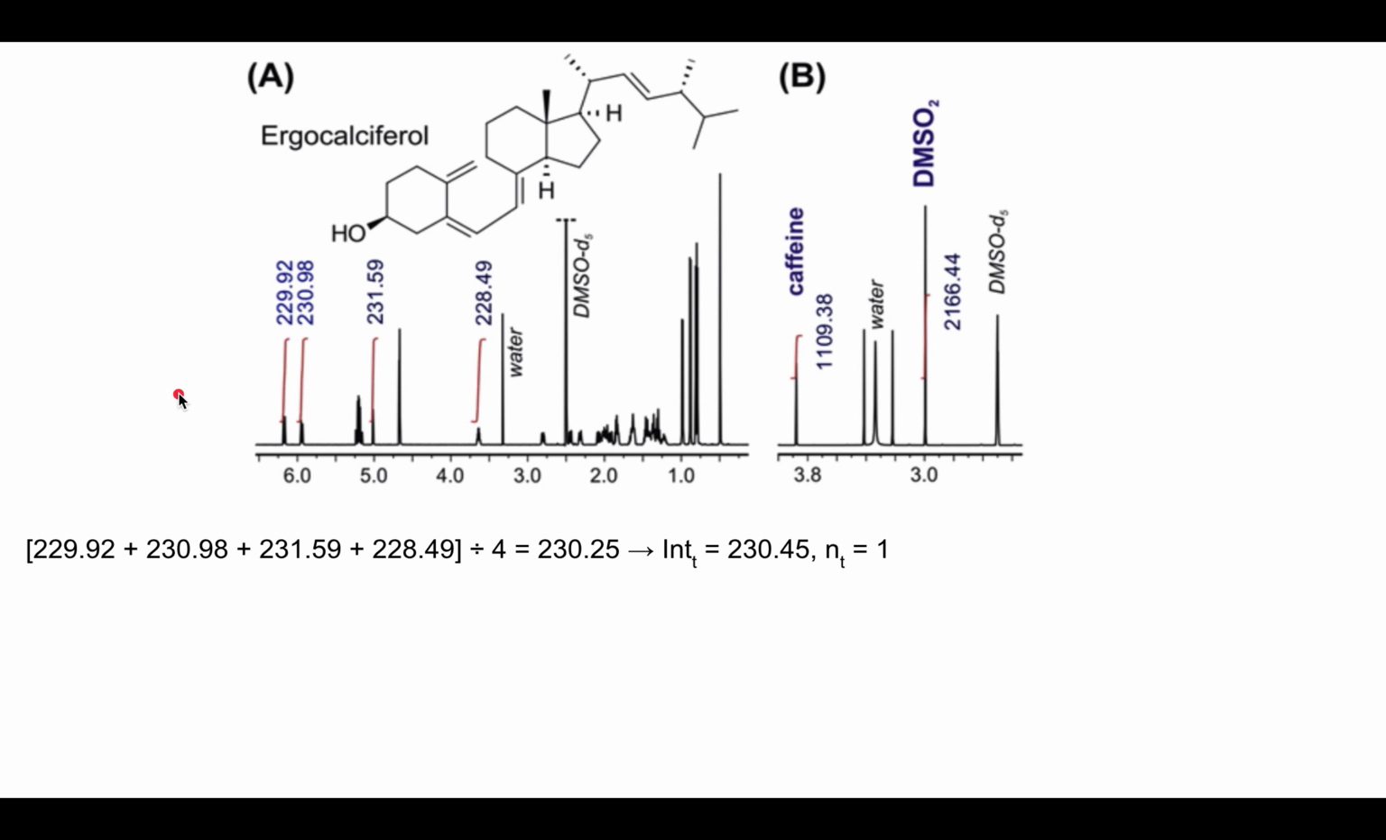So they all represent 1 proton. So there's no need to find the normalized integral, because if we take this value here divided by 1, that automatically gives us our normalized integral values. So if we add the integral values for each of the 4 signals divided by 4, we'll get the average of 230.25, and this average will be our integral value for our target analyte. And remember, we have to set the number of protons this time equal to 1.